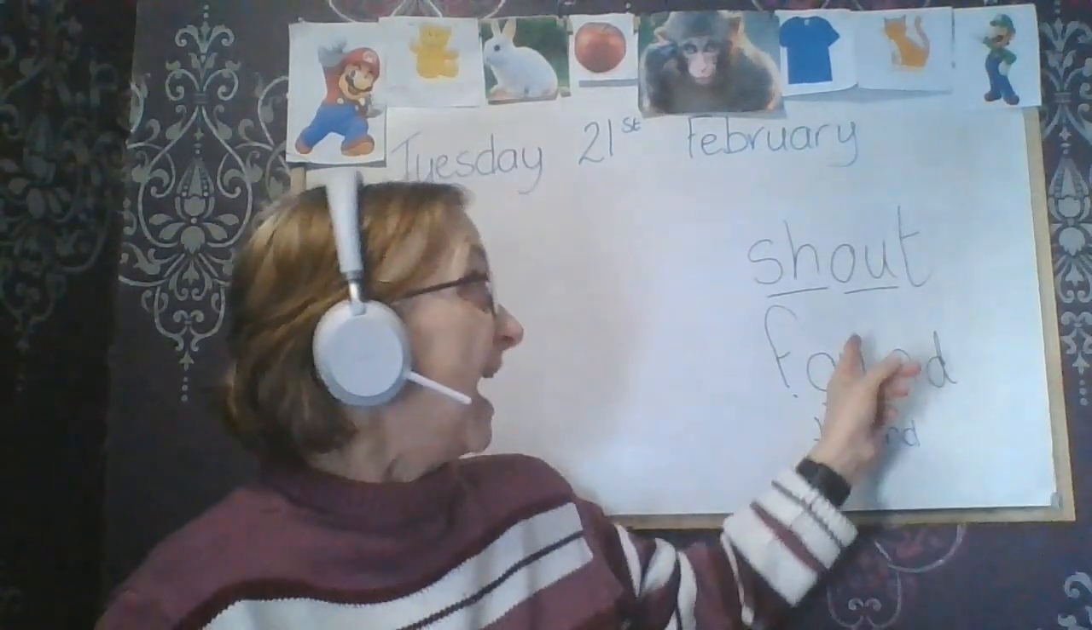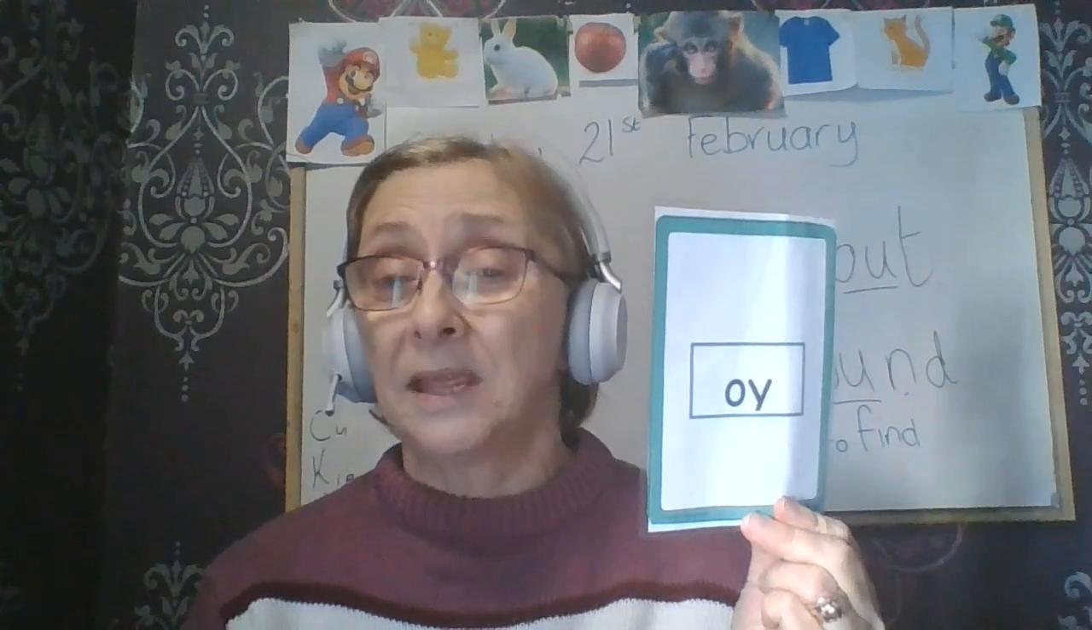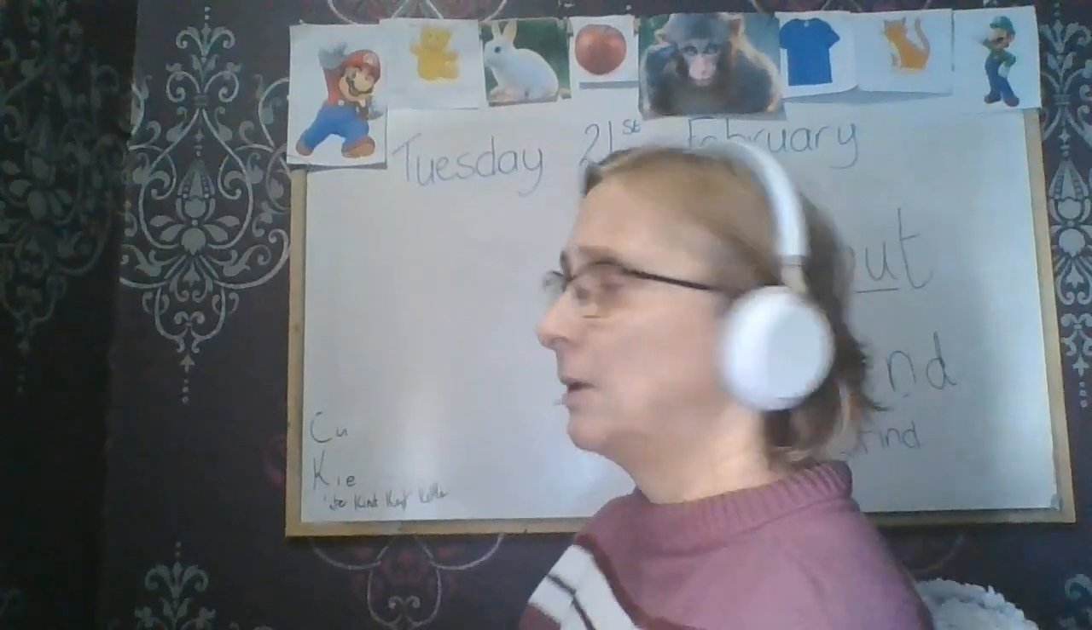The next sound we're going to look at is oi. So we've looked at ow and we said oi. Toy for a boy. Toy for a boy. Oi. Oi. So let's use this side of the board now.